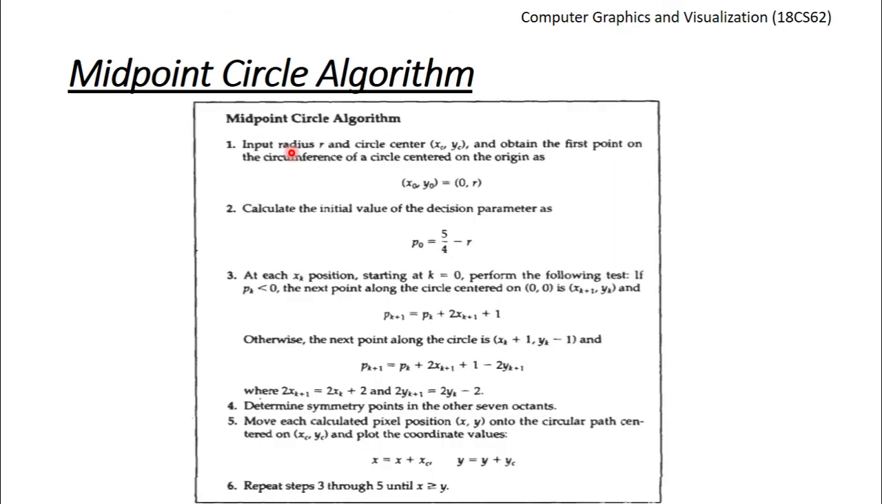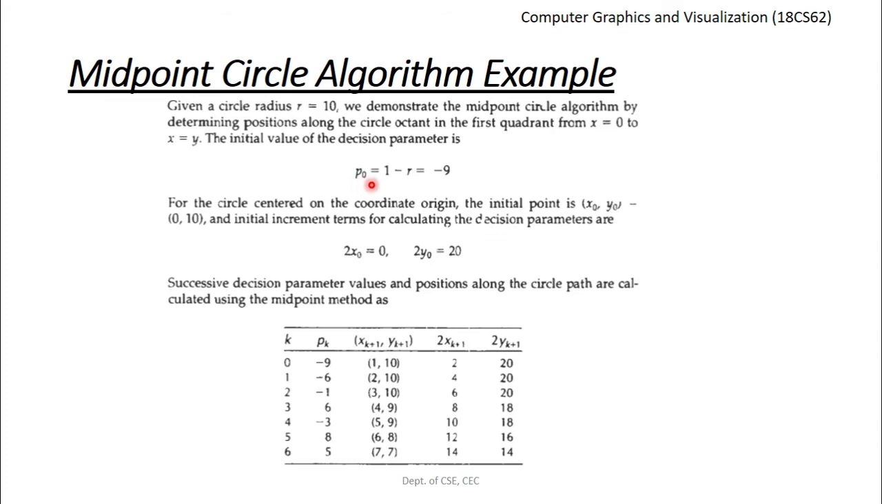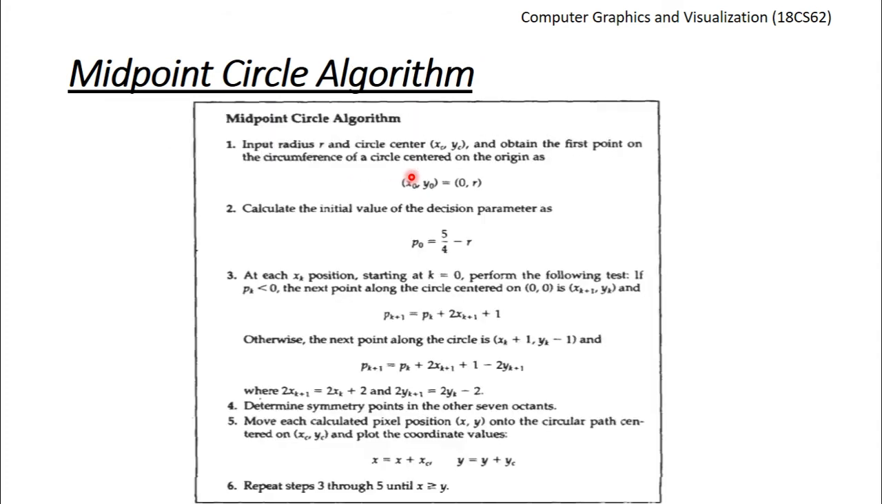Okay, so we need to calculate the initial decision parameter value using the equation 5 by 4 minus r. Remember, I have told you, if the value of the radius is an integer, we can change this equation a bit. So P naught can be computed as 1 minus r. 5 by 4 can be replaced with 1 if the value of the radius is an integer. Let us use the same equation. P naught equals 1 minus r. The value of r here was 10. So P naught equals 1 minus r, that will give us the value of minus 9. That is the value of P naught, the initial decision parameter.